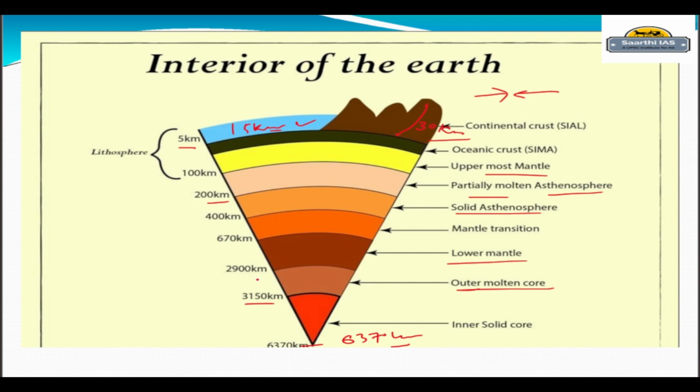And we are dividing these different layers again into different layers, like the crust is divided into outer crust and inner crust, the mantle is divided into outer mantle and inner mantle, and the core is divided into outer core and inner core. So in this way, we are dividing them into different layers.